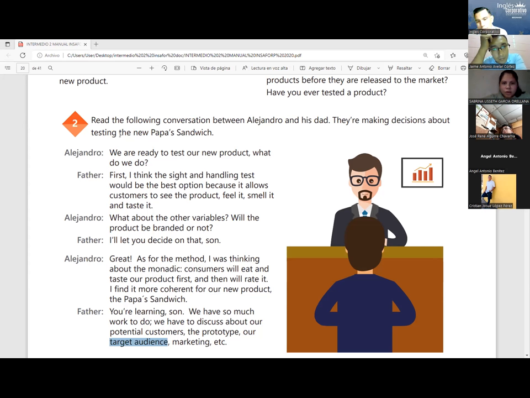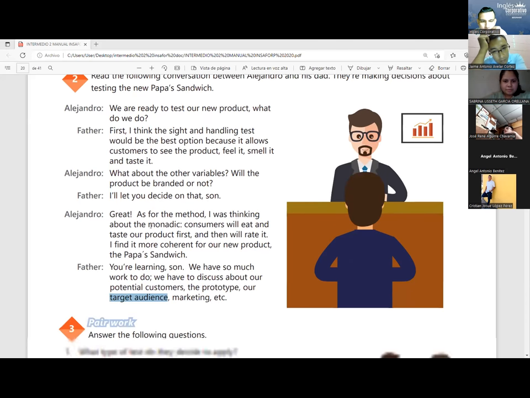We are ready to test our new product. What do we do? First, I think the sensory handling test will be the best option because it allows customers to see the product, feel it, smell it, and test it. What about the other variables? Will the product be branded or not? I'll let you decide on that soon. Great. As for the method, I was thinking about the monadic. Consumers will eat and taste our product first, and then we rate it. I find it more coherent for our new product, the Papa Sandwich. You are learning some. We have so much work to do. We have to discuss our potential customers, the prototype, target audience, marketing, etc. Thank you, Father.